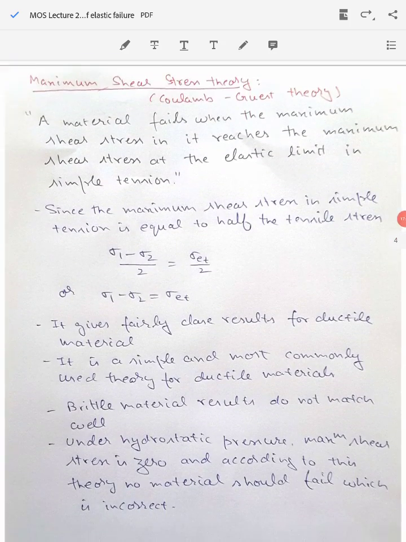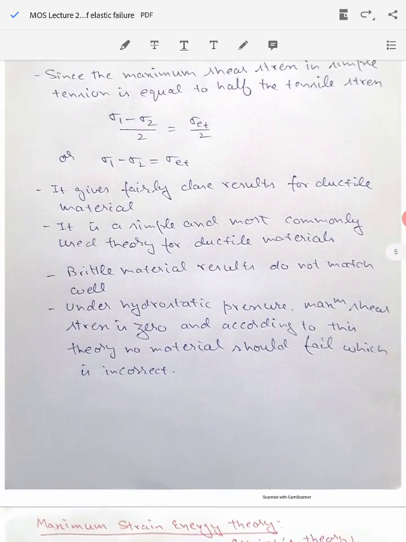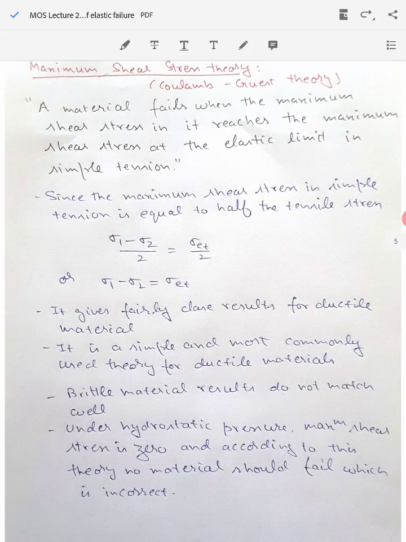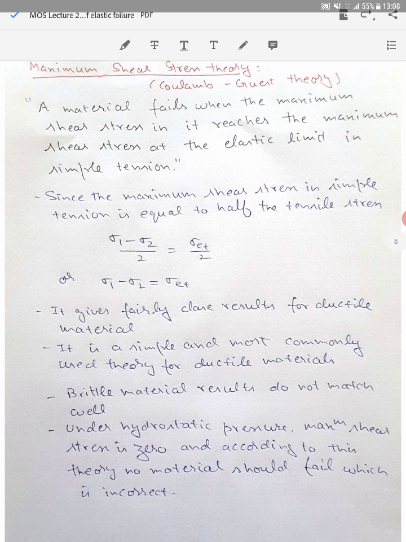Now the next theory that we will talk about is maximum shear stress theory. This theory, which is also known as Coulomb's theory, is also a very popular theory, and it is very widely applied for the case of ductile material. The statement of this theory goes like this: a material fails when the maximum shear stress in it reaches the maximum shear stress at the elastic limit in simple tension. So what is it saying?